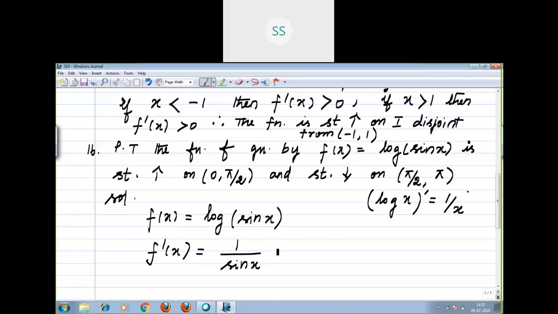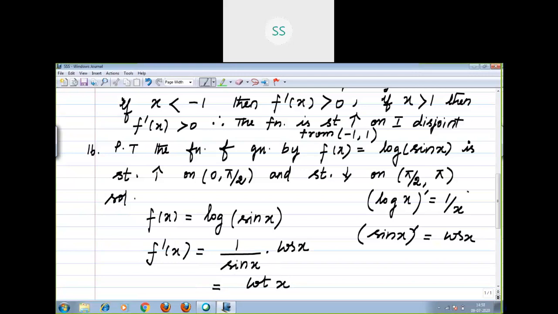When you differentiate sin x, what can you get? What is the differentiation of sin x? The derivative of sin x is nothing but cos x, right? Here into 1, so we never used to write. But here, when you differentiate sin x, you will get cos x. Cos x by sin x, cot x.